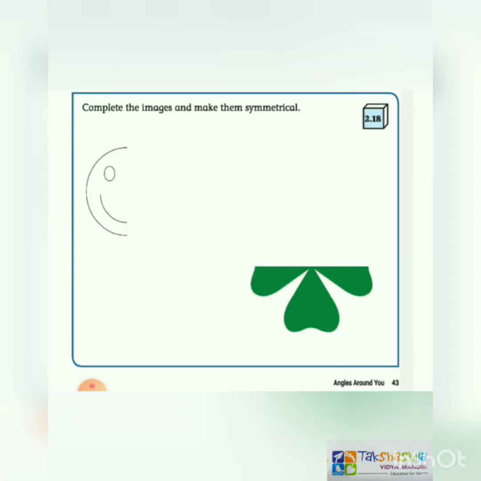The next one, we are going to do 2.18, complete the images and make them symmetrical. Here one half of the image has been given for you, and you are going to draw the other half. Using a pencil, you can draw the other half. Like this, you have to complete the other half. So it is a symmetrical image.